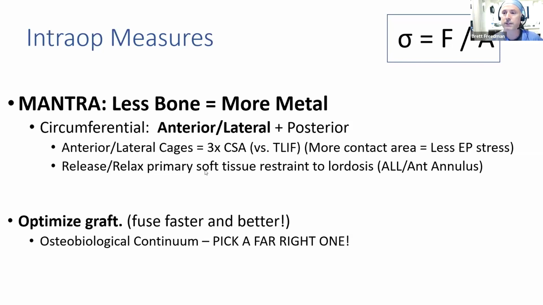Also, when you come to the front, you wind up releasing the structure that is the restraint to getting lordotic correction. So the anterior annulus, the ALL, are either cut out with an ALIF or loosened with the lateral lumbar. And then optimize your graft. We want to fuse faster, and you want to fuse better, so we're taking the stress off our implants. And so on that osteobiologic continuum in which grafts live, don't be far left, which is dead bone, go far right.